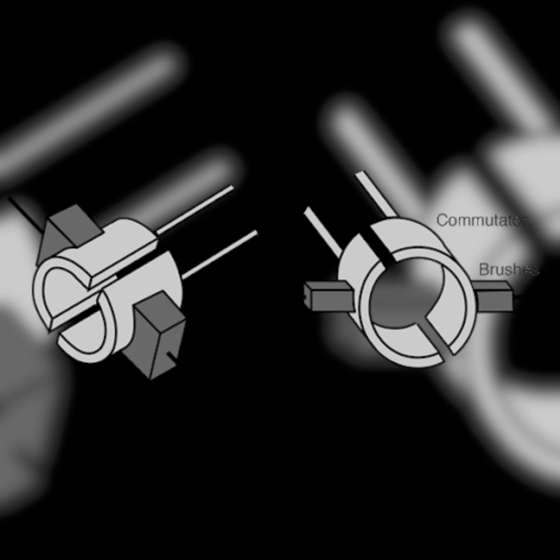Without the commutator, the coil would simply turn until it was vertical. The commutator reverses the current through the coil every half turn, so that the coil keeps on turning.